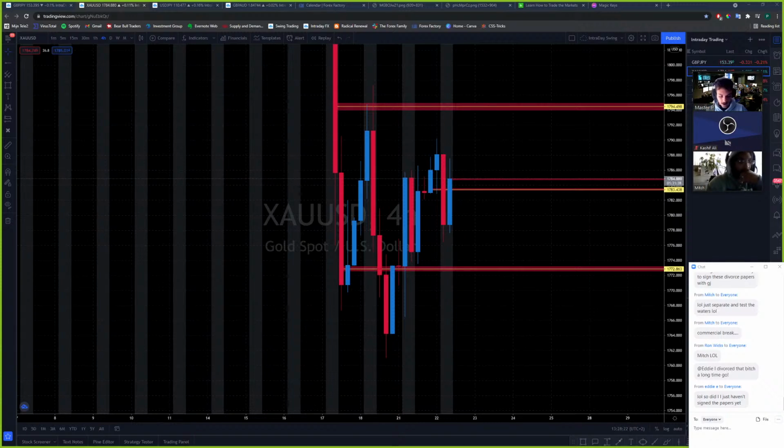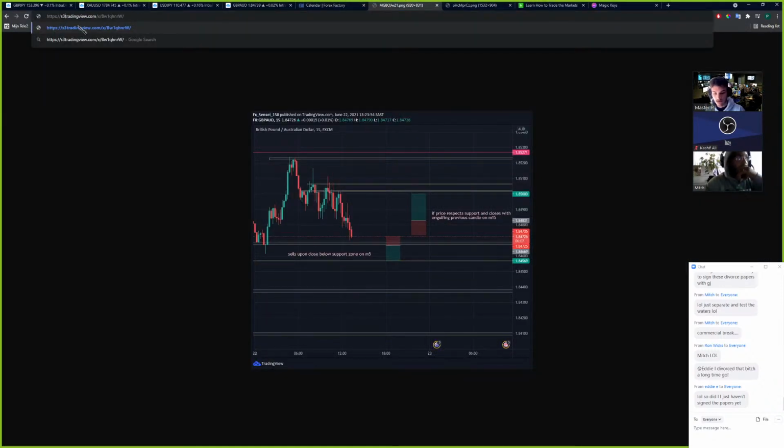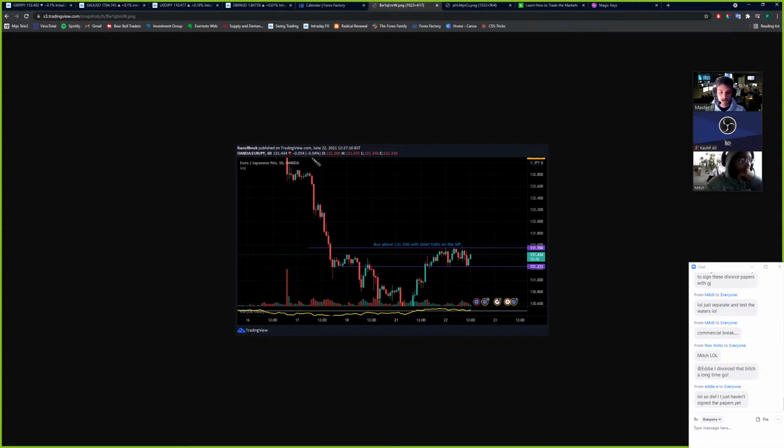So we've got a buying idea for Euro JPY. Buy above 131.550 with clean traffic to the left. Yeah, that's perfect. That's a really good idea, because it seems like you're also breaking the bearish structure to the left on the higher time frame, so I think that makes perfect sense.